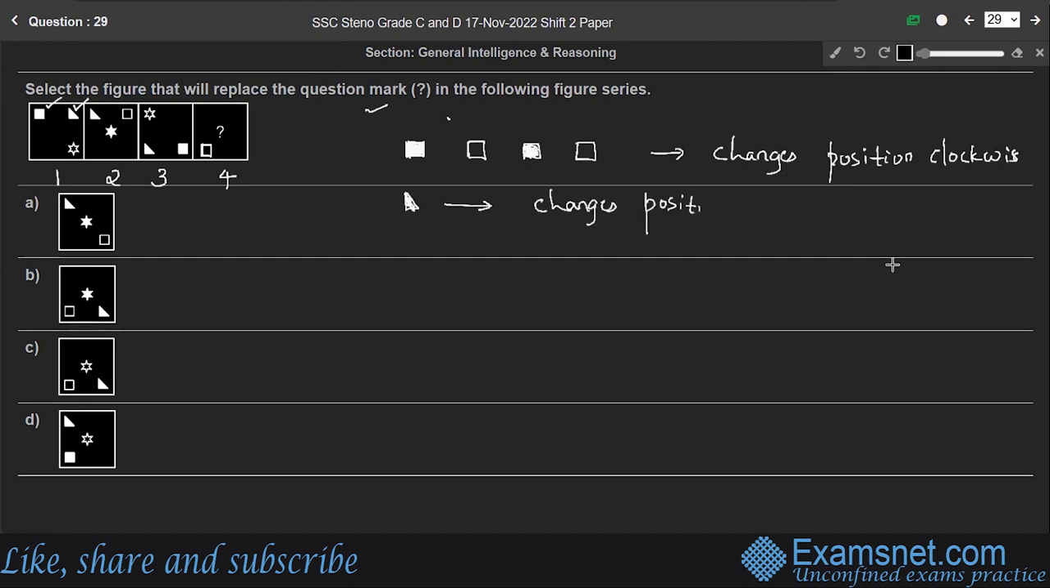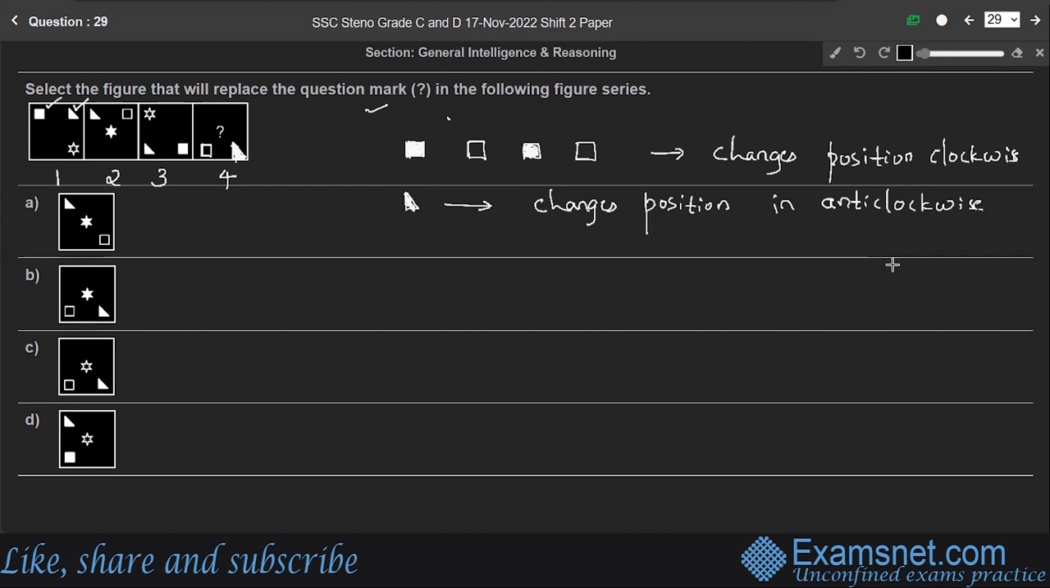Changes its position in anti-clockwise direction. Therefore, in the fourth figure, its position has to be here in the right bottom corner. It should be shaded, right?